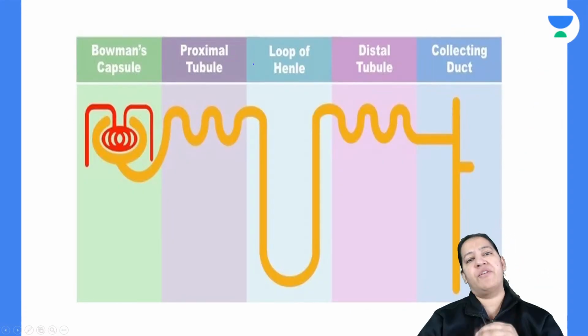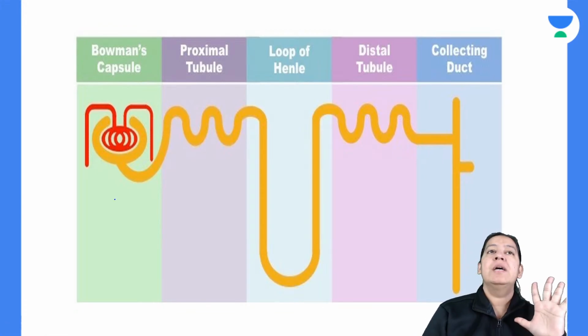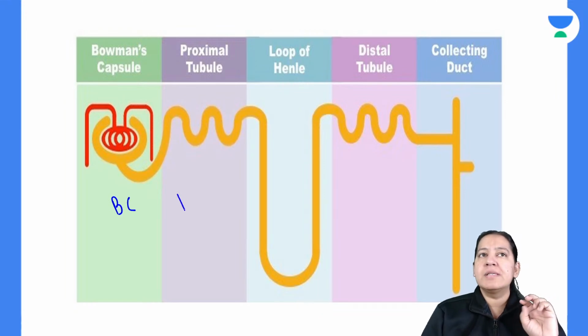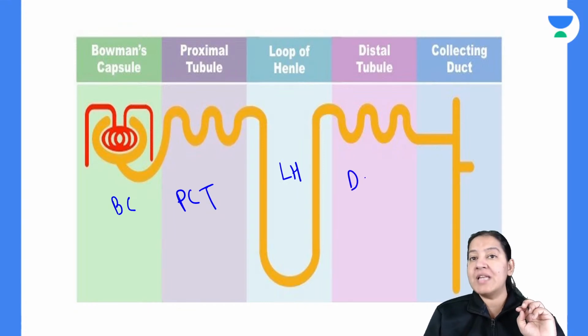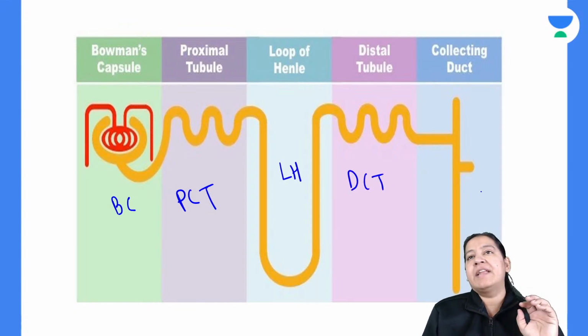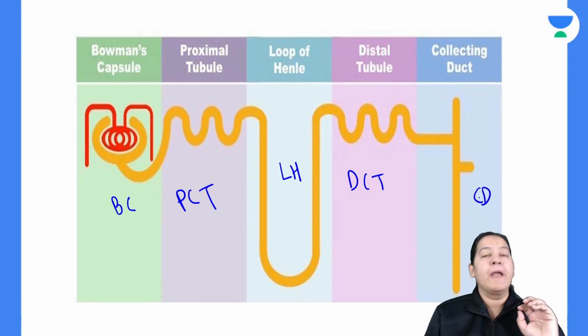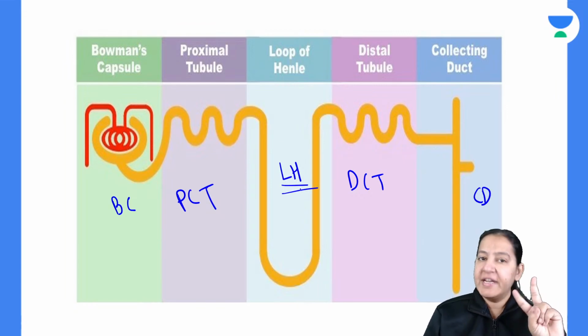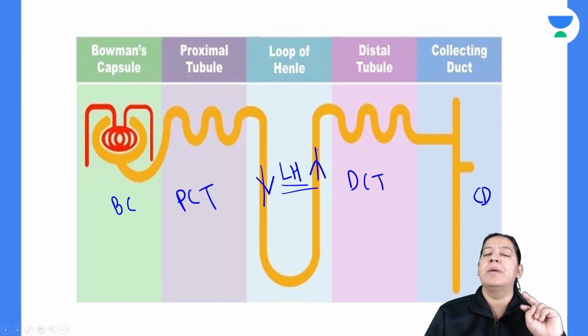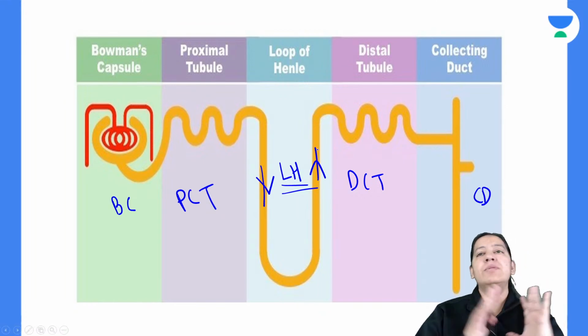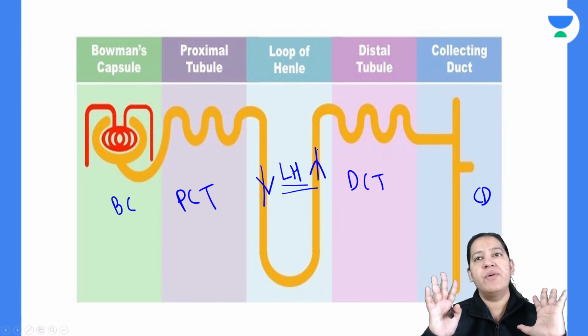You can see the structure of a nephron here. Can you see the structure of a nephron? Nephron has 5 portions. This is known as Bowman's capsule. This is known as proximal convoluted tubule, that is PCT. This is known as loop of Henle. This is known as distal convoluted tubule, DCT, and this is known as collecting duct, CD. Now look at loop of Henle. It has 2 limbs, descending limb and ascending limb. You can see this is descending limb, this is ascending limb. So loop of Henle has 2 limbs. So these are the 5 parts of a nephron.